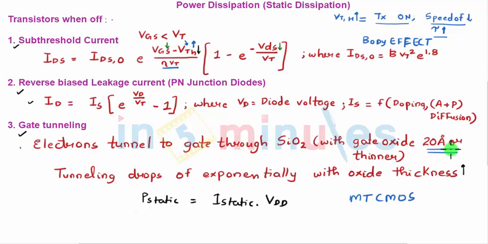In the next clip, we will see about dynamic power dissipation, and the combination of both of them will lead to the total power dissipation in the case of your CMOS.